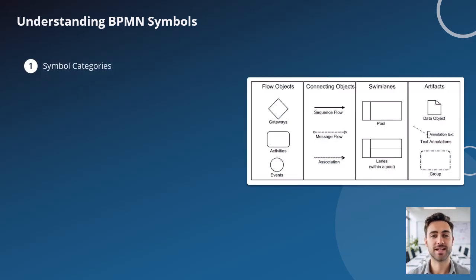This legend organizes elements into categories like flow objects and artifacts. It serves as a quick reference for identifying icons such as pools, lanes, and data objects within your workspace.